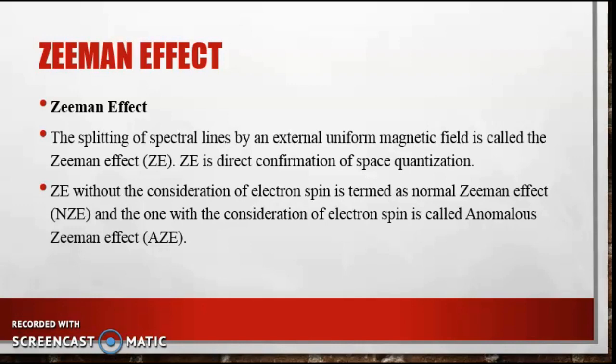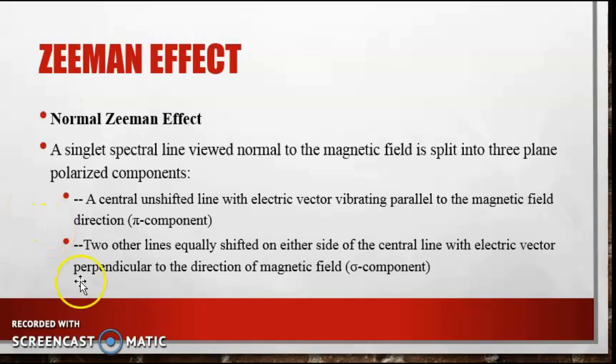When we consider the electron spin, then it is the case of anomalous Zeeman effect. But when we do not consider the electron spin in the calculations and the electronic transitions, this is the case of normal Zeeman effect. So in this lecture, we will be talking about the normal Zeeman effect. Now what happens in normal Zeeman effect?